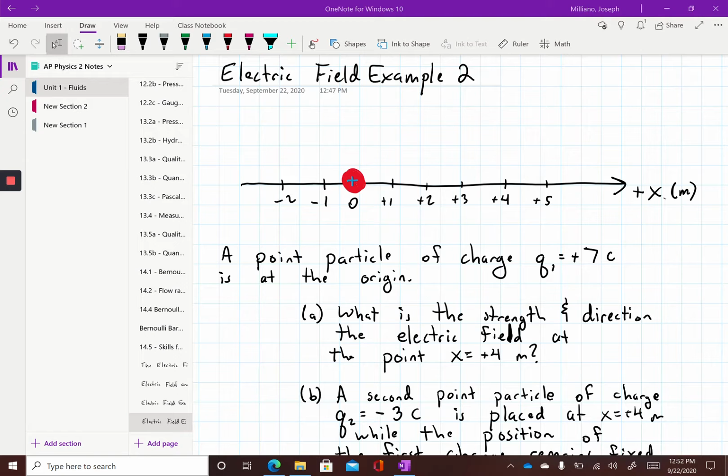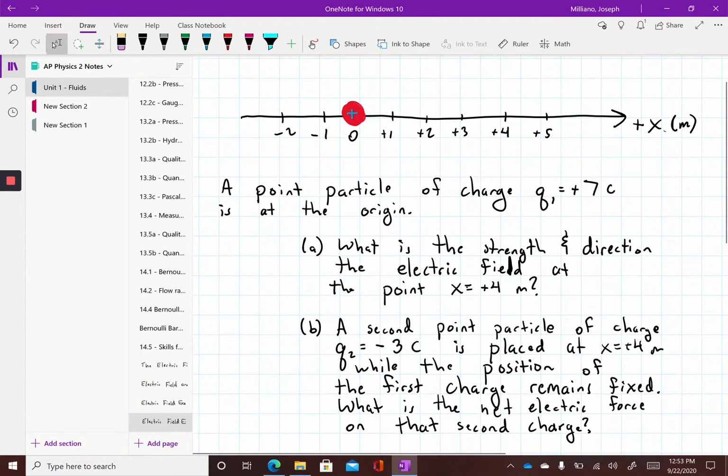Part A asks what is the strength and direction of the electric field at the point x equals positive 4 meters, and part B asks: a second point particle of charge Q2 equals negative 3 coulombs is placed at that position of x equals plus 4 meters, while the position of the first charge remains fixed. And we want to know what the net electric force on that second charge is.